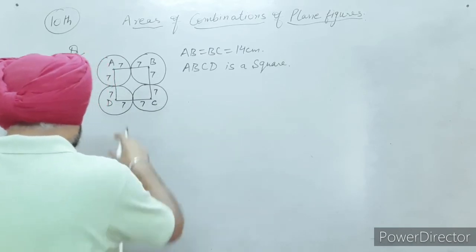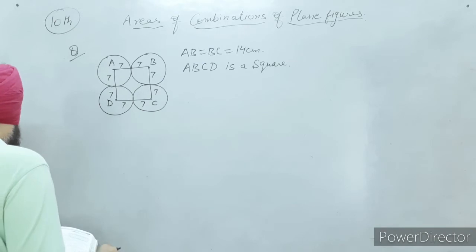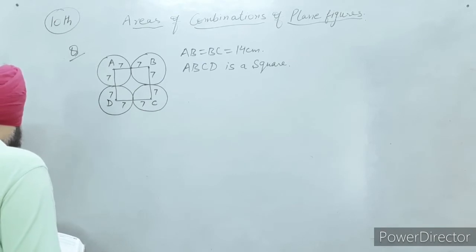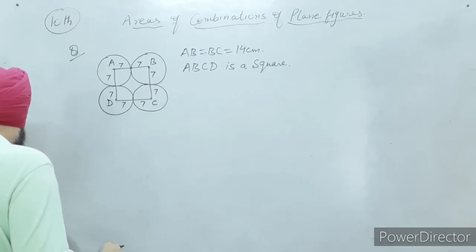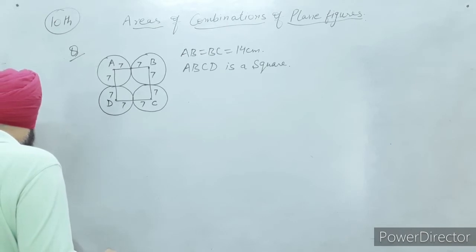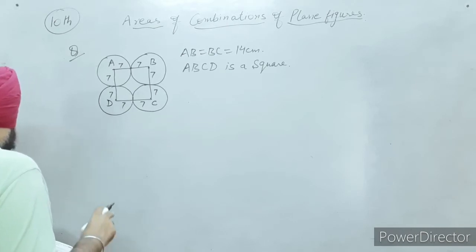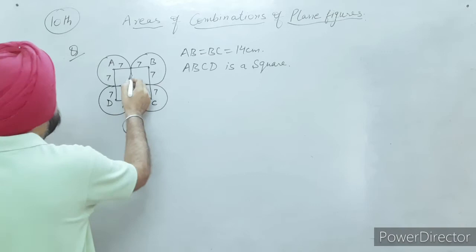Now, with centers A, B, C, D, four circles are drawn such that each circle touches externally two of the remaining three circles. Find the area of the shaded region. Shaded region is this.